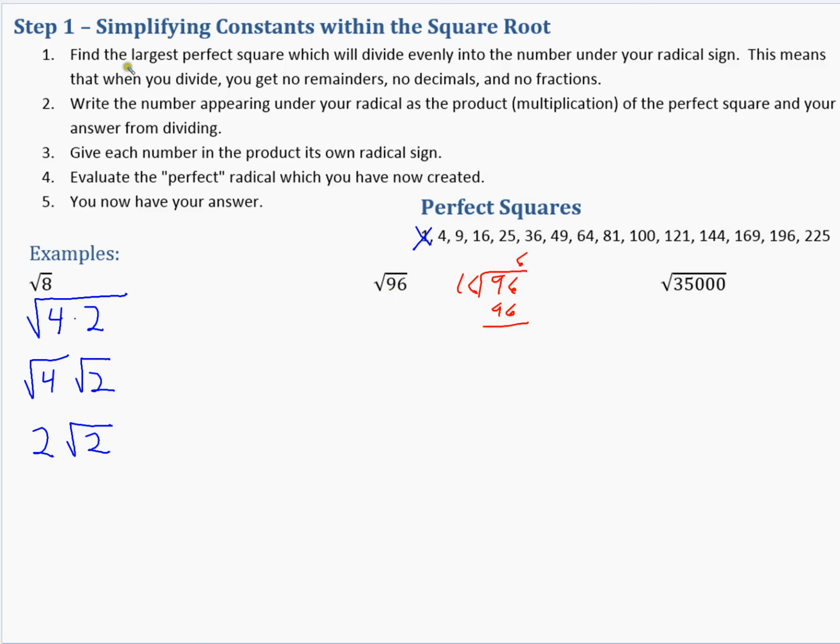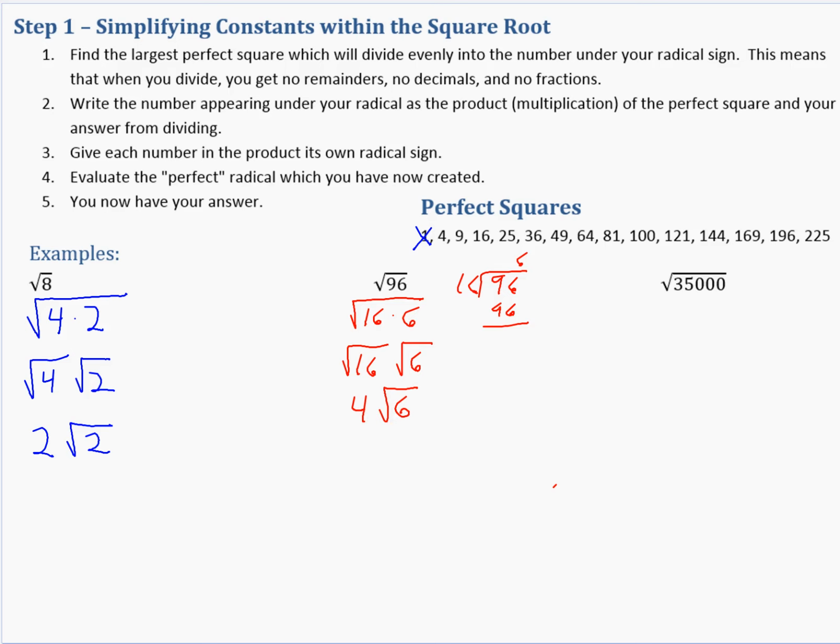Now, we found the largest perfect square that goes evenly into it. We're going to split this up. The square root of 96, we're going to write as the square root of 16, the perfect square, times the answer here, the quotient, 6. And we're going to split this up into two parts. The square root of 16 times the square root of 6. We know the square root of 16 is 4, so 4 times the square root of 6. So that's our simplified version of the square root of 96. So 4 root 6.